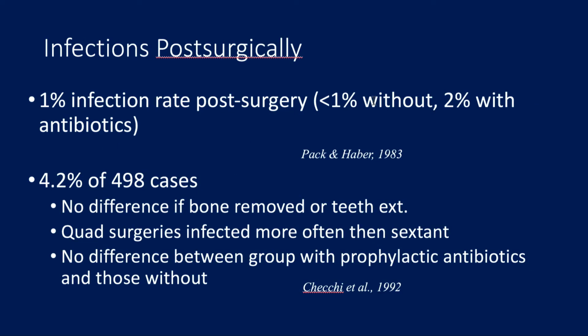Now, the rate of infections post-surgically is really all over the board. However, two studies that looked at this particular aspect of postoperative care are the one by Pack and Haber and one by Chechi. As you can see, the range between these two is anywhere from 1 to 5%. Several things are interesting when you look at Pack and Haber. One, it was a low infection rate, and actually there was a greater infection rate by 1% when antibiotics were given.